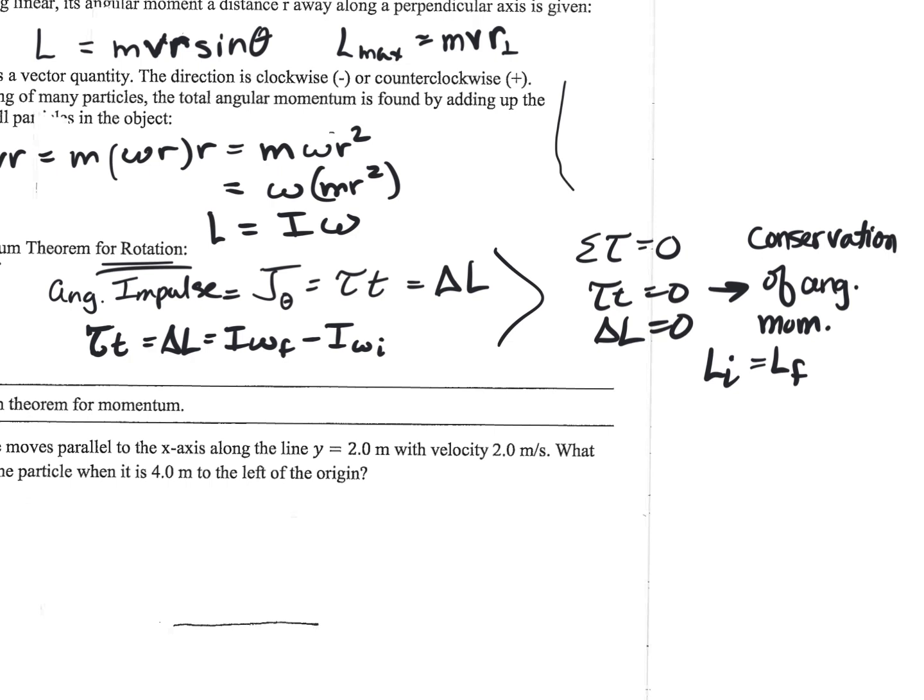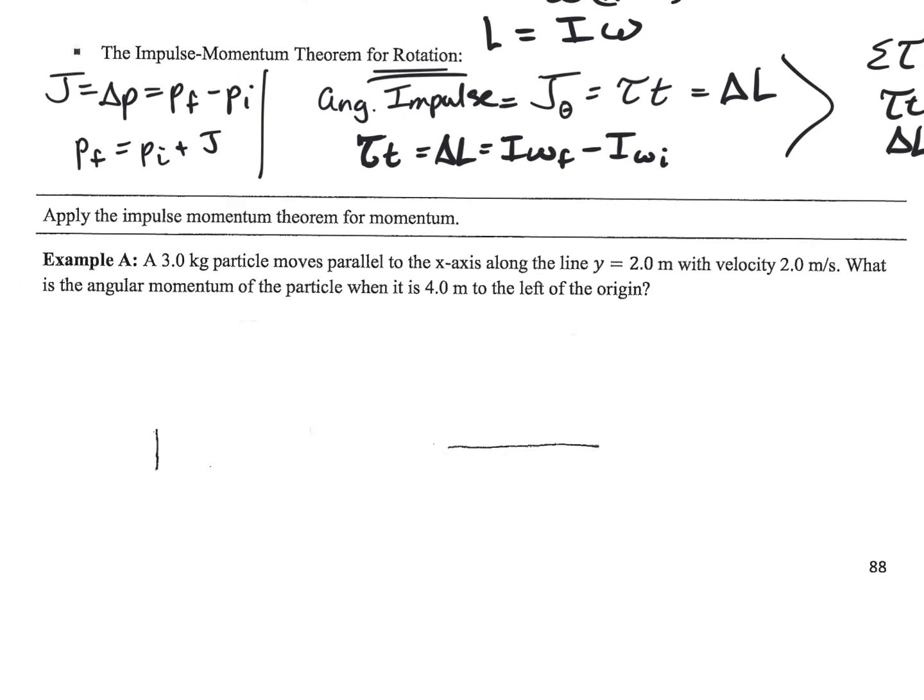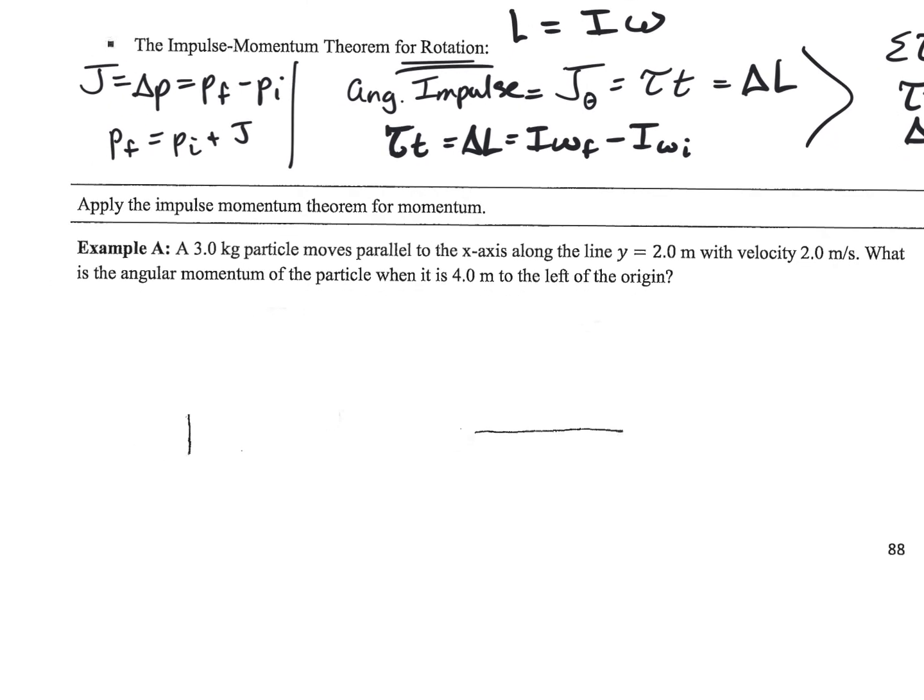Good. Because this stuff is really getting, as you notice towards the end of this class, conceptually weirdly out there to a certain extent. All right, applying the impulse momentum theorem for momentum. This one's the weirdest one, and there's always one of these somewhere on the test. You have a 3 kilogram particle moving parallel to the x-axis along a line y, with a velocity of 2 meters per second. What's the angular momentum of the particle when it's 4 meters to the left of the origin?